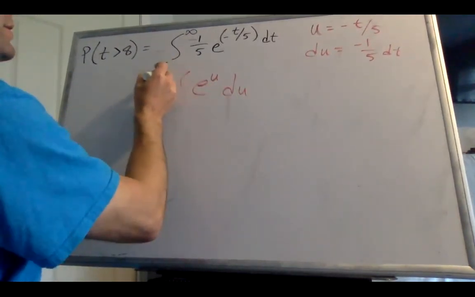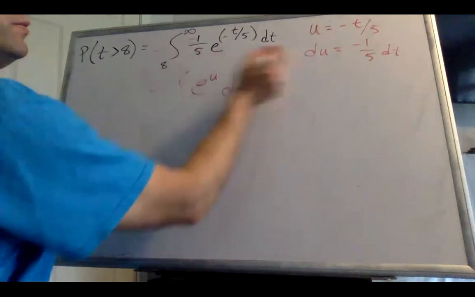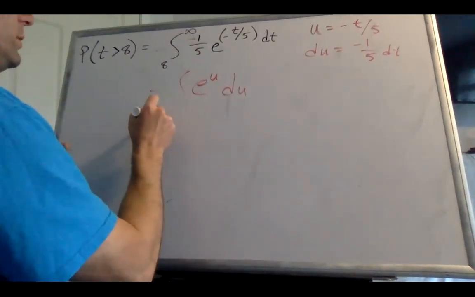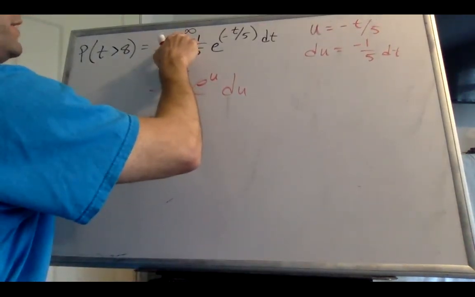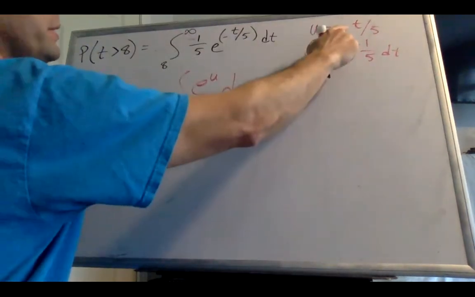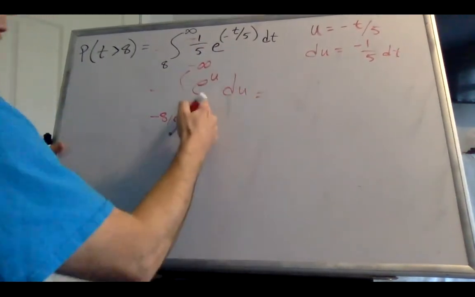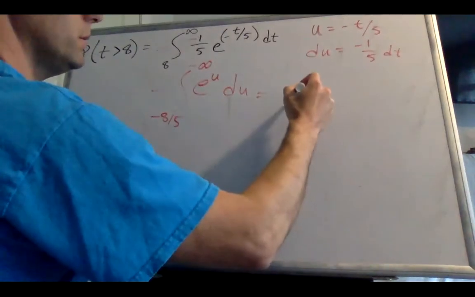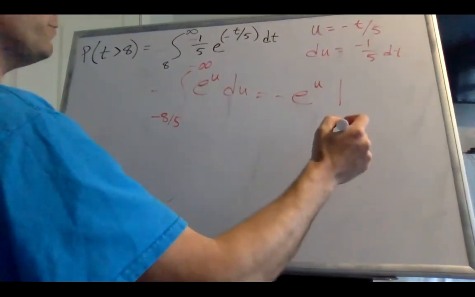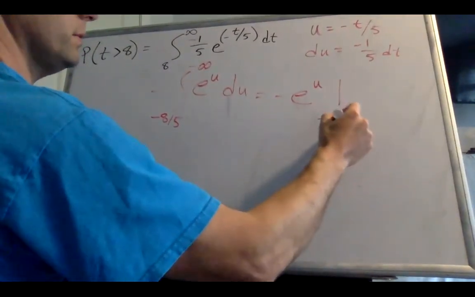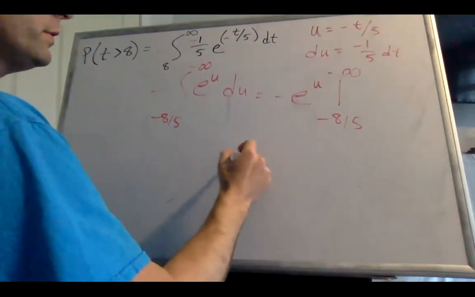Remember, if this is a t value, and I'm going to change that to a u value, when t is 8, what is u? Well, u would be negative 8 over 5. So negative 8 over 5. And then when t is infinity, u would be negative infinity over 5, which is just negative infinity. And of course, we know the integral of e to the u is just e to the u. So we've got e to the u with a negative out front. We're evaluating from minus 8/5 up to negative infinity.